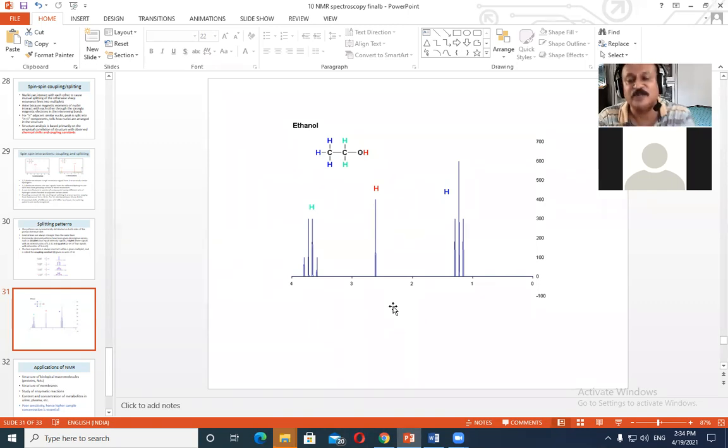Nowadays the instruments are very sophisticated, and if you give an unknown compound as a sample, the instrument will be able to tell you the closest resemblance of that structure to any other known compound, and that will help you to identify the particular molecule.